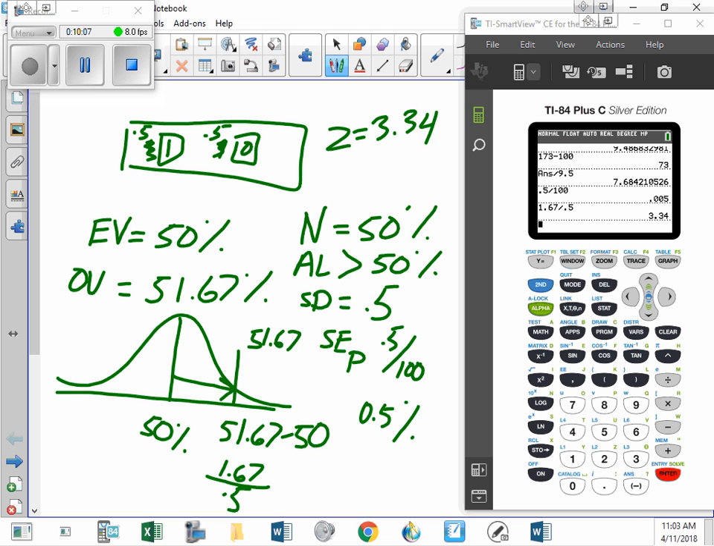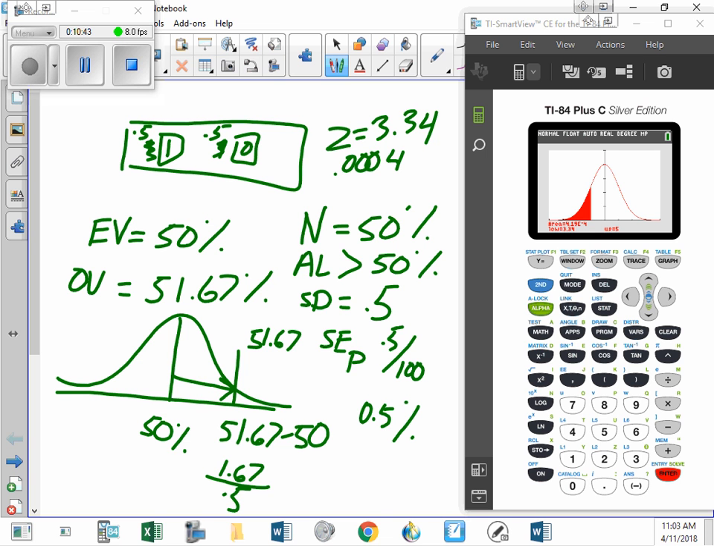Shade norm from 3.34 to 5. Now I already know the answer. Why would I do this? The difference between significant and highly significant. I mean, I already know that I'm going to reject the null. So area is 0.0004.